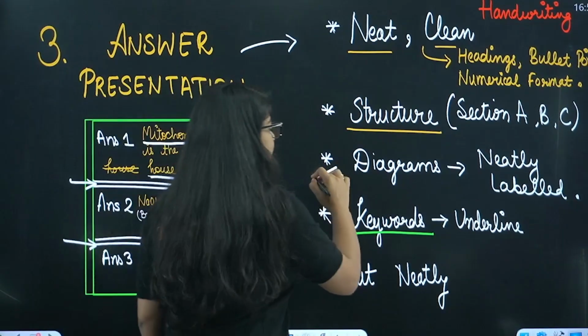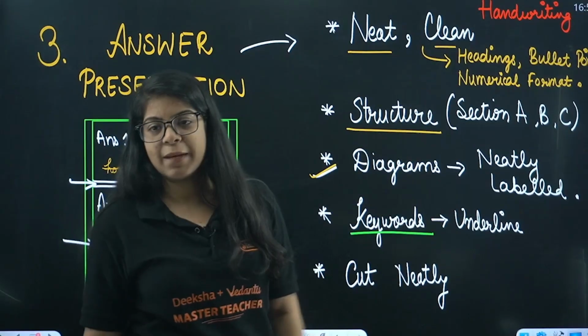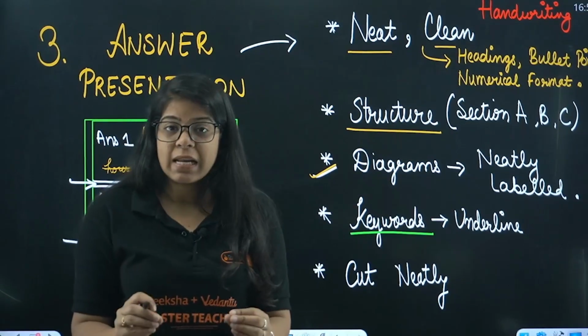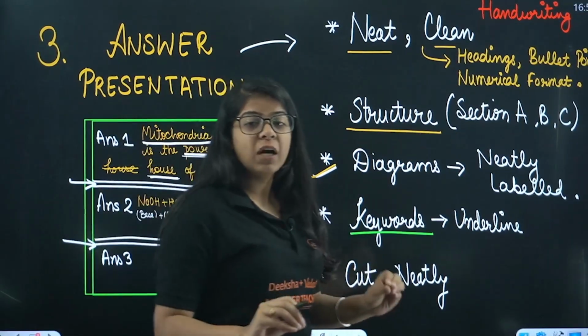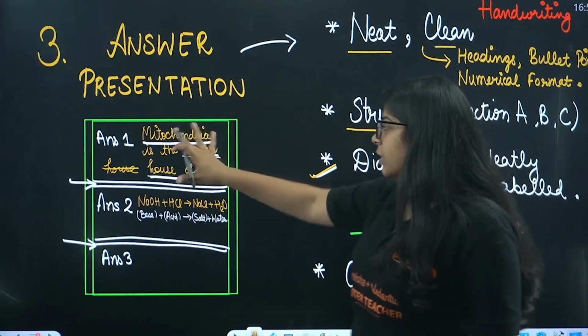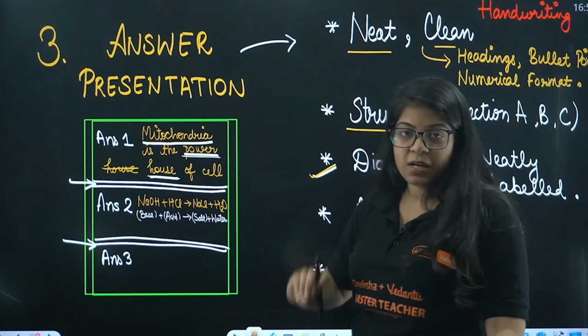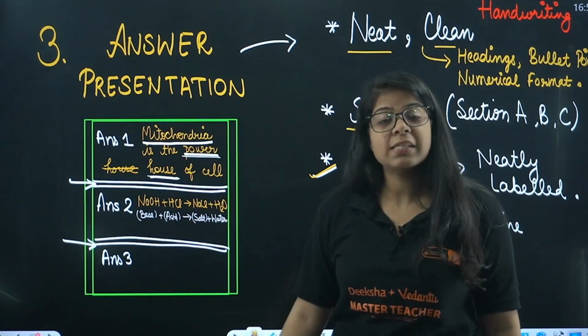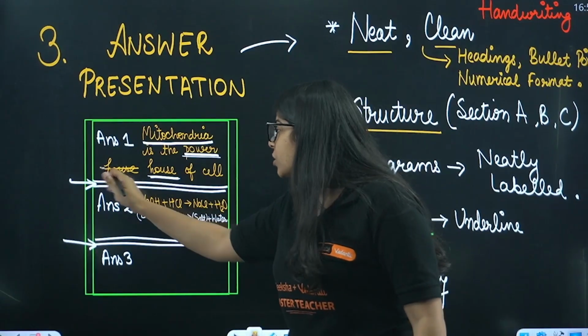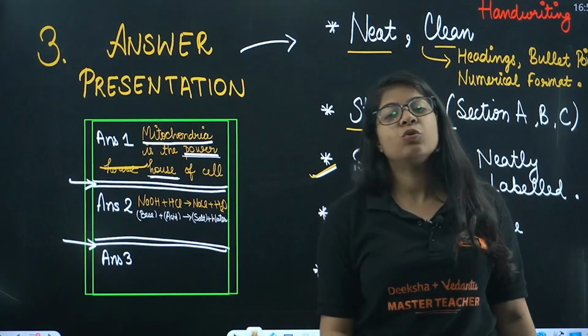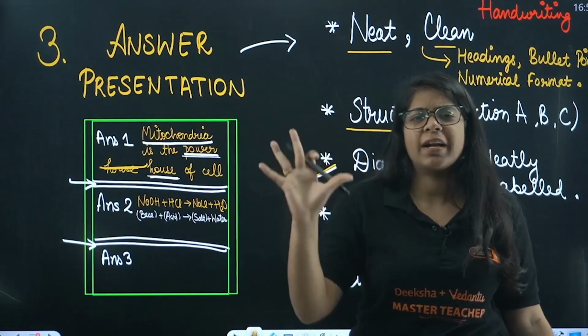Then next beta, diagrams again should be neatly labeled. Keywords should be underlined properly, and you have to cut neatly. Here mitochondria is the powerhouse of the cell. Mitochondria is a keyword. Powerhouse of the cell is a keyword. If you have to cut, just cut with a single line. Do not make it look like a kachra and a garbage.